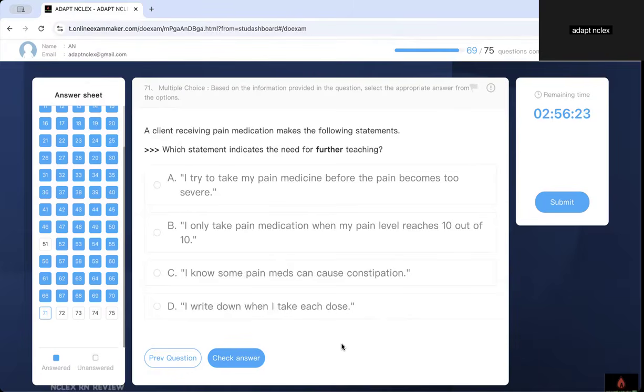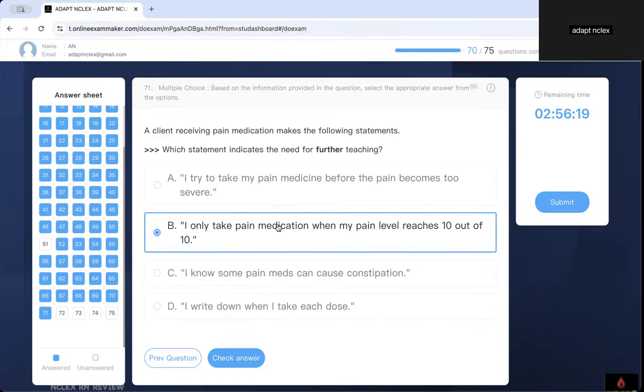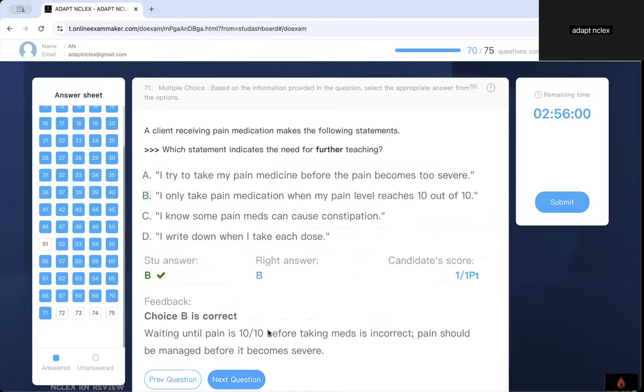What do you think? Who teaches a patient to take the medication when they are 10 out of 10? That's wrong. Writing down when you take the dose is good, keeping account of it. If the pain medication causes constipation, so what? I will take my pain medication before the pain begins. It's contraindicating number 2. Therefore, that's good.